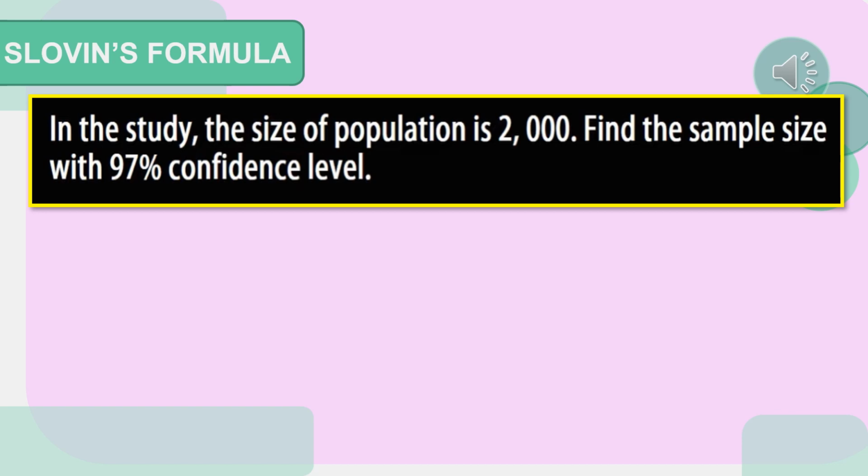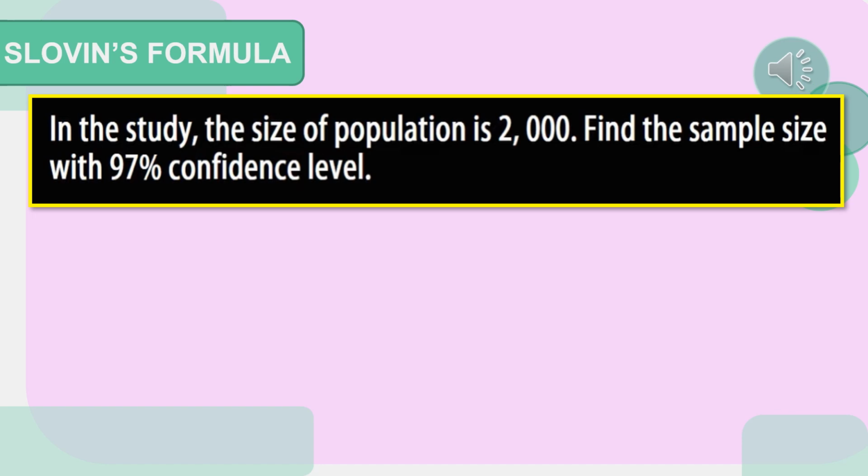Reminder lang class, if there is no given margin of error, then you will have to use 5%. It is same as if there is no available confidence level in the given problem, then we will use, anong katumbas ng alpha level na 5%? We will use a confidence level of 95%. So by default, ang ginagamit natin na confidence level is 95%, and then for alpha level naman is from 5% na magiging 0.05. That's it.